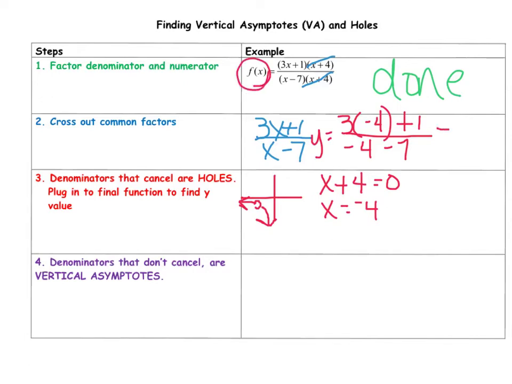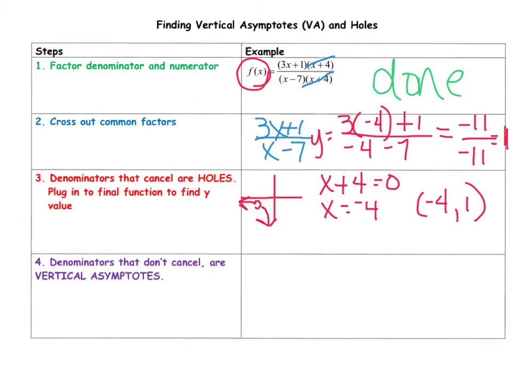So now let's simplify it. 3 times −4 is −12. −12 plus 1 is −11. And then −4 minus 7 is also −11. And so this simplifies to positive 1. So what that means is the ordered pair for this hole is (−4, 1).